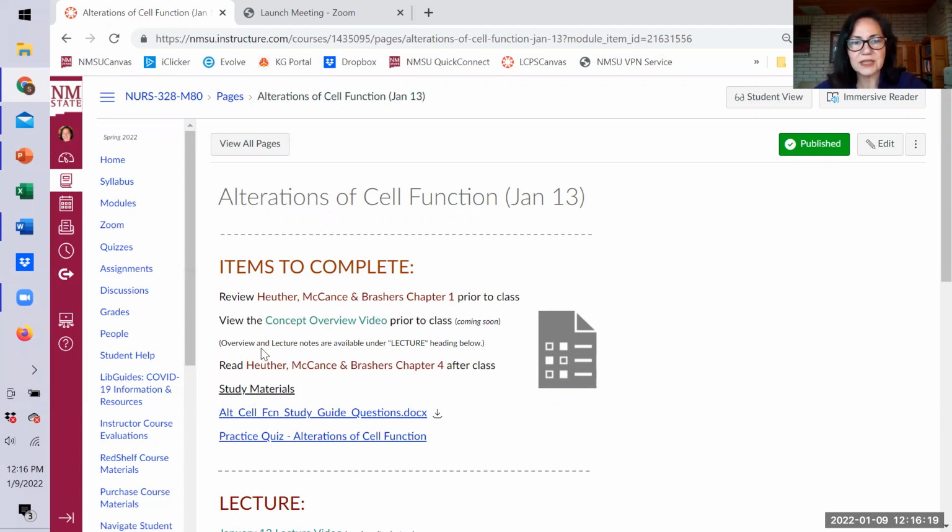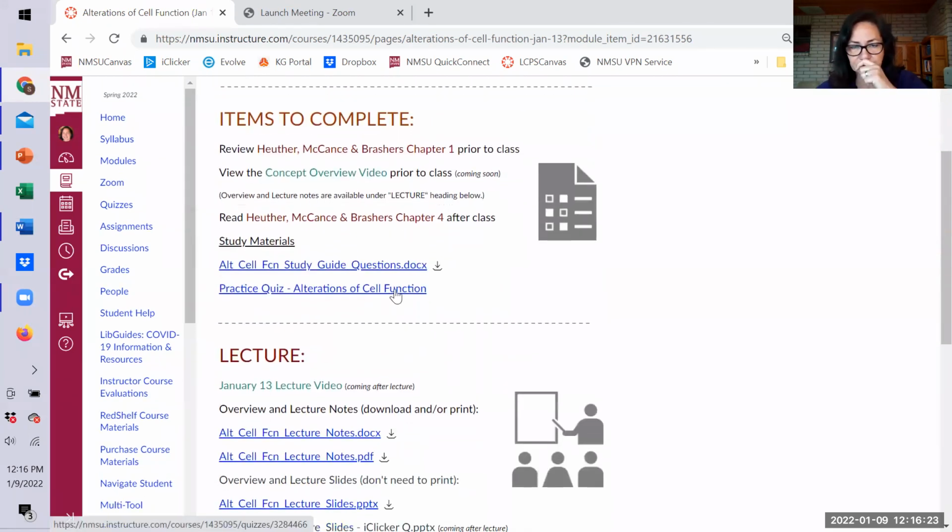To get to the overview and lecture notes, you'll scroll down a little further to where it says lecture. You can find these lecture notes in two forms. If you're going to download and take notes digitally, go ahead and use the Word file. But if you're going to print it out, it's a sure bet to print out the PDF file, because that way the page numbering stays consistent. You don't have to worry about weird blank pages, which sometimes happens with the Word document.